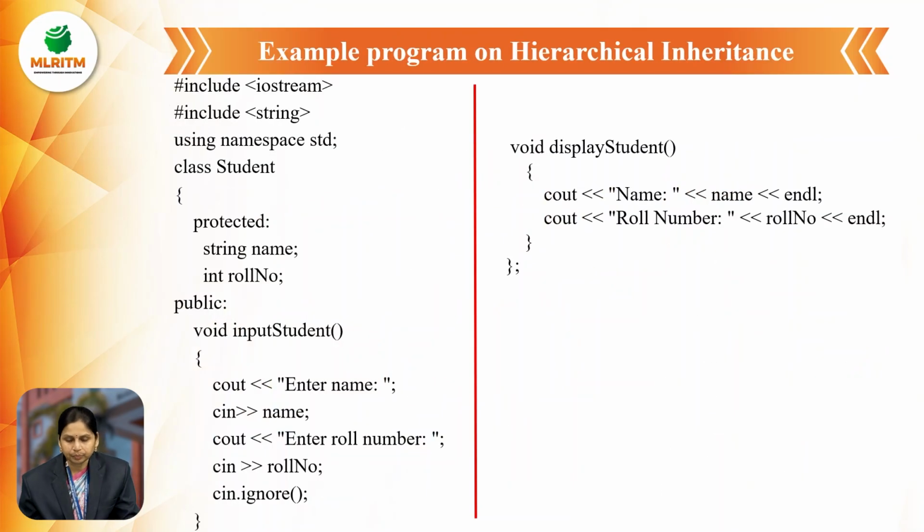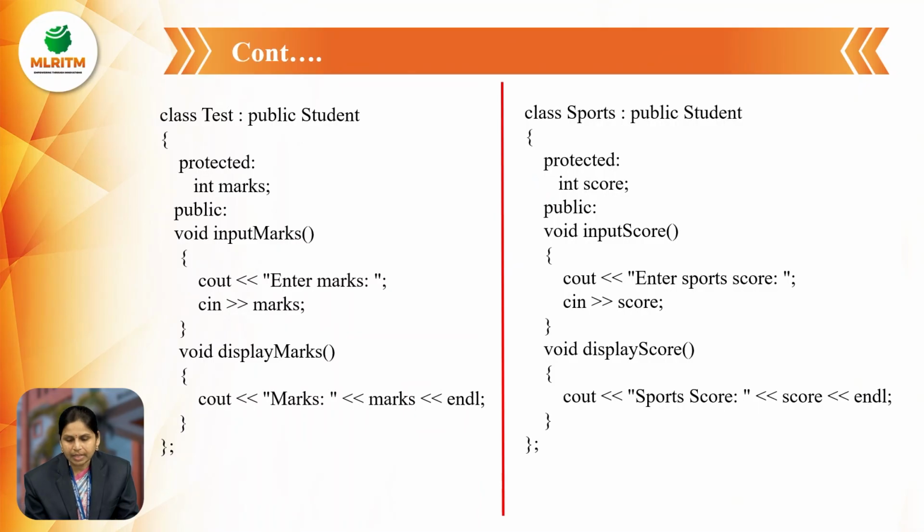Let us see the example. First one, student. Same variables and same methods are used here. The method names are different, but the concept is the same. There are two variables, name and roll number. Next, read values. Next, display student details. There are two methods in the student class. Now it is the one parent. Next, test is a child class. It is derived from student. Next, sports is a child class. It is derived from student.